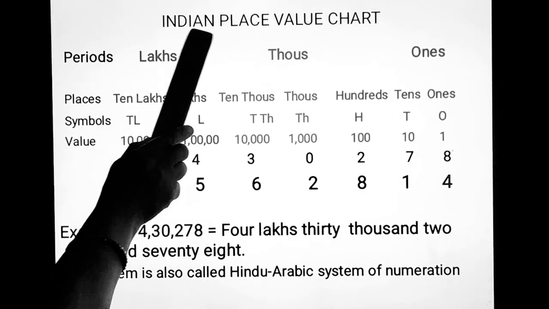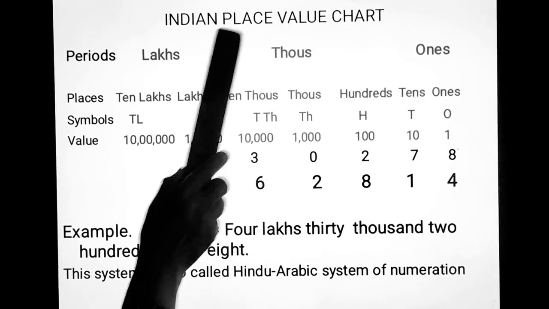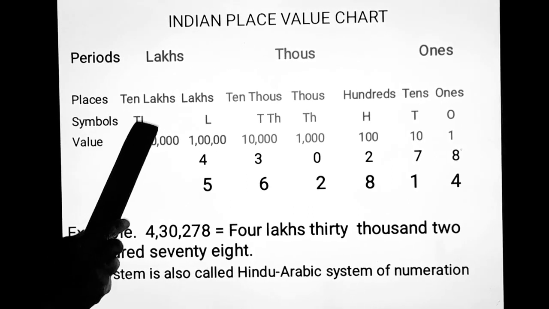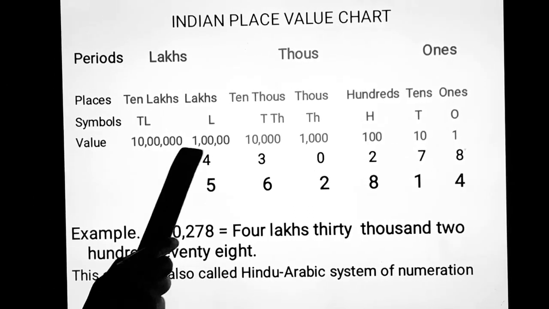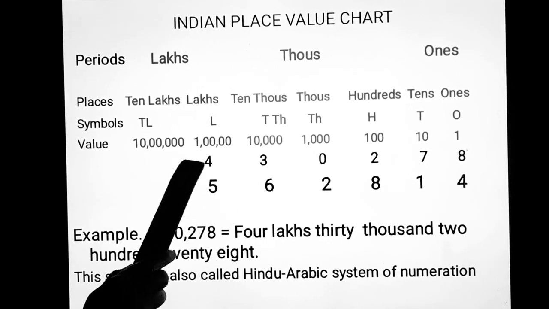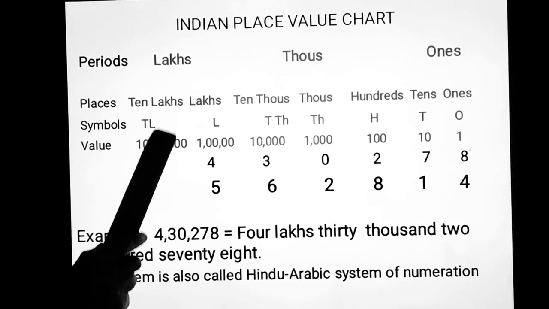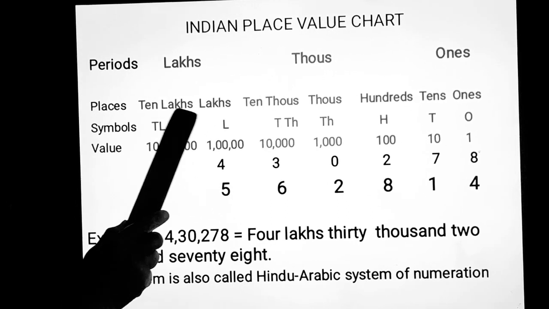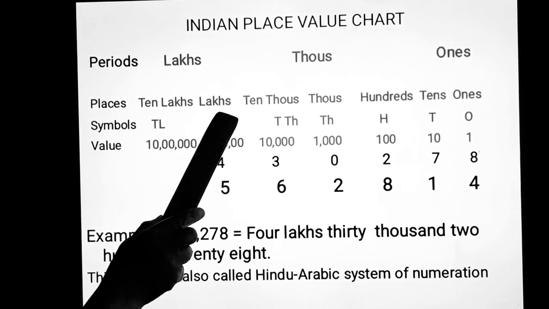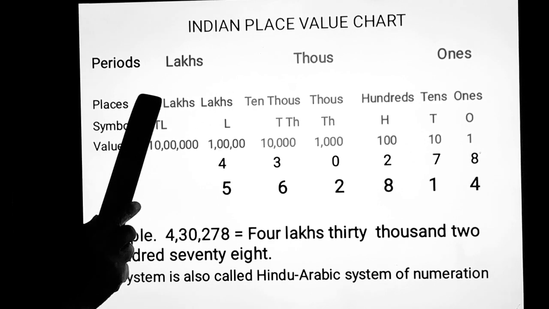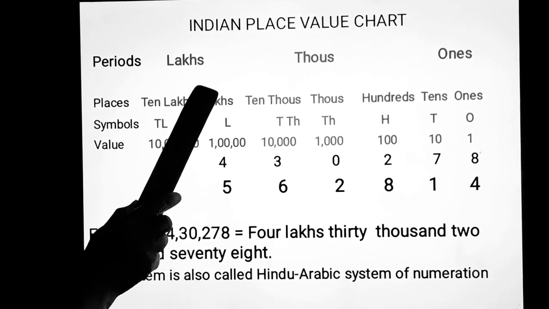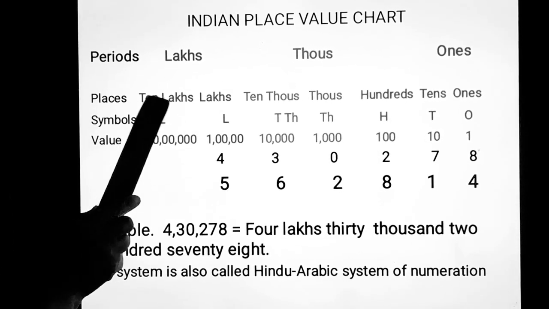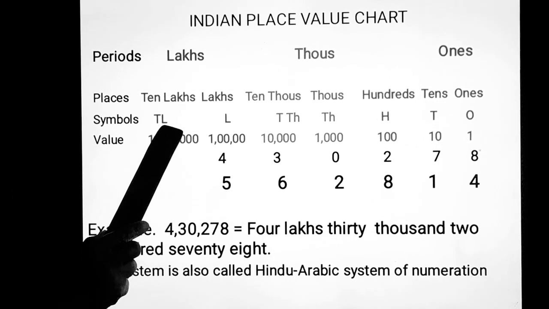This is the Indian place value chart. Here one more period is introduced, that is lakhs period. This period also has 2 places, that is lakhs and 10 lakhs. The symbol of lakhs is L and 10 lakhs is TL.